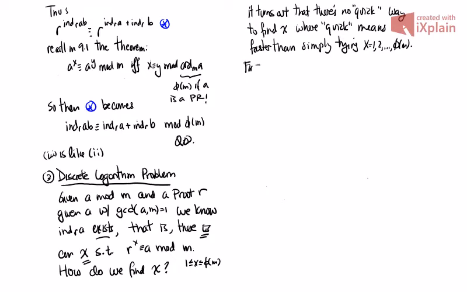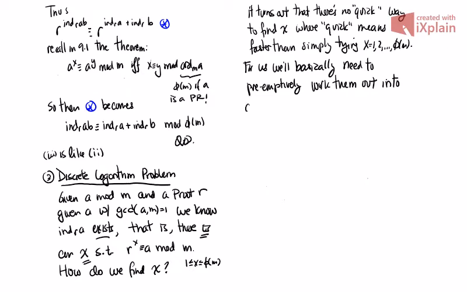So for us, we'll basically, let's say, need to preemptively work them out into a table.